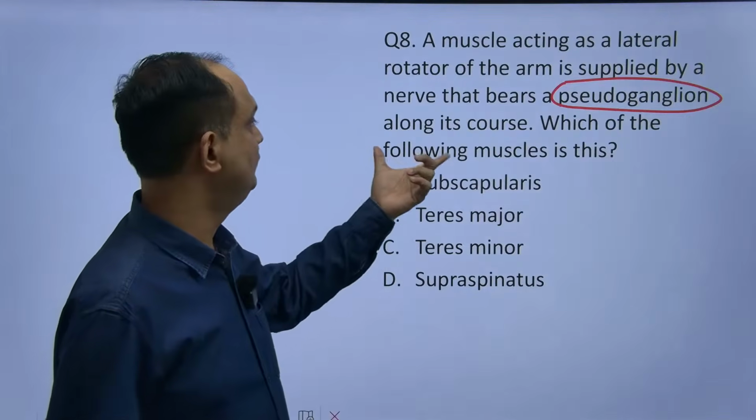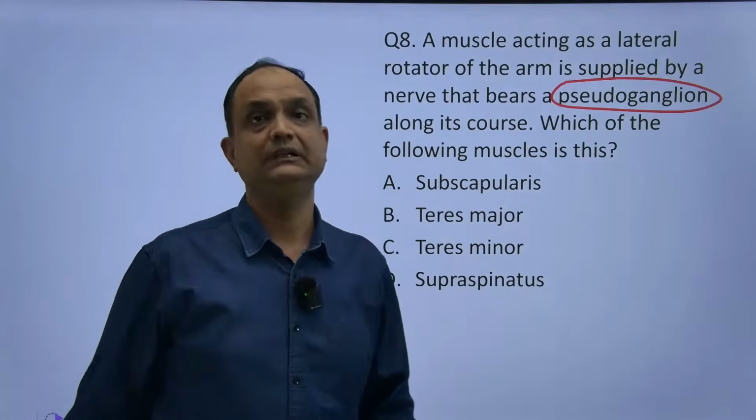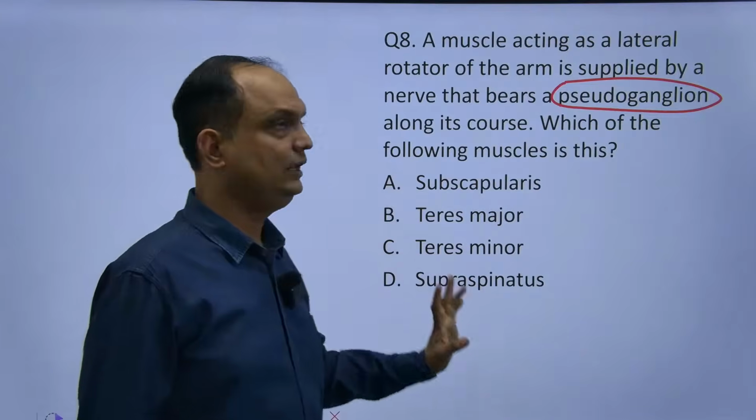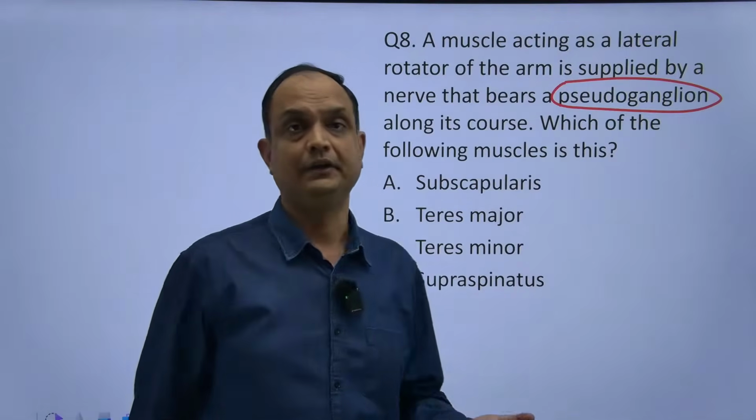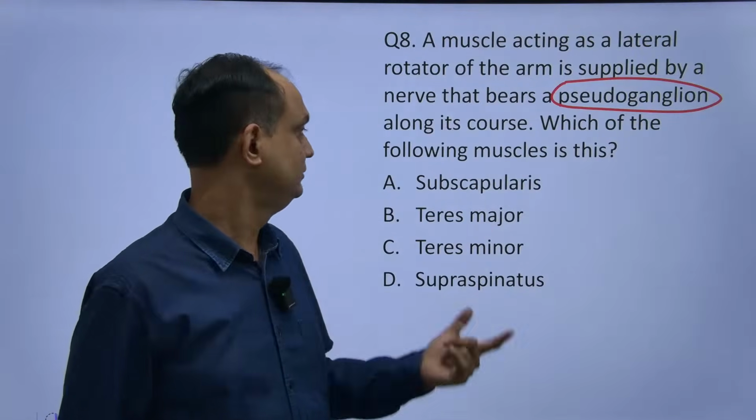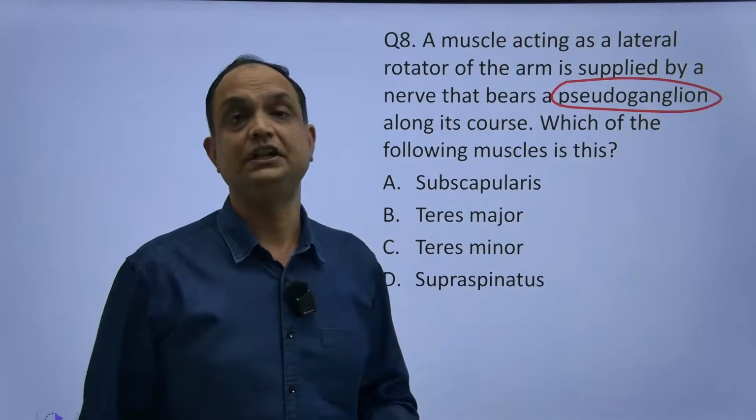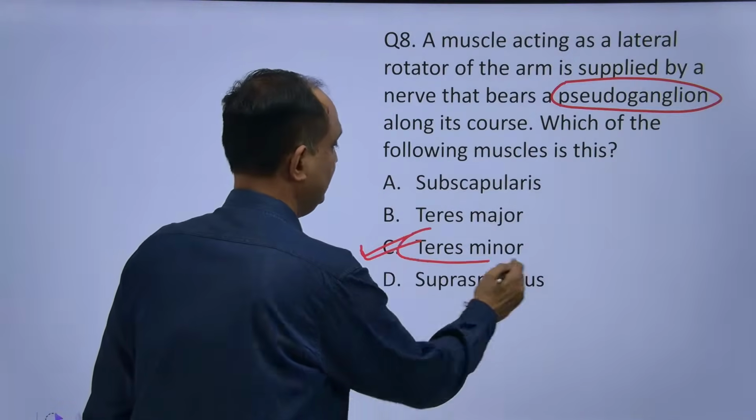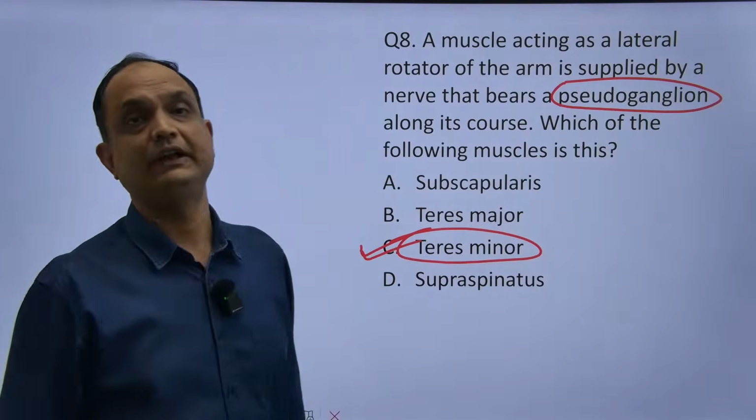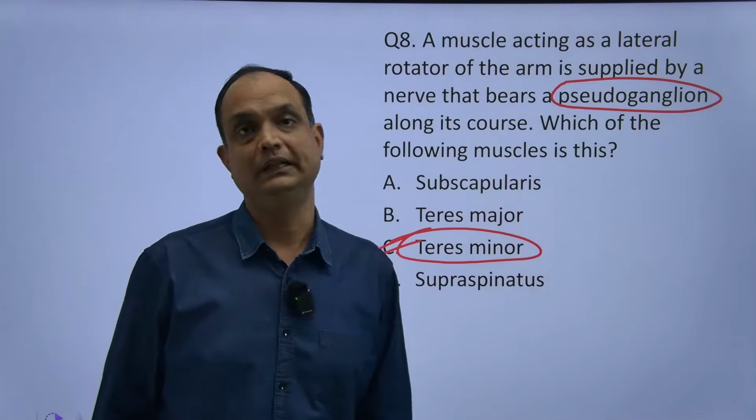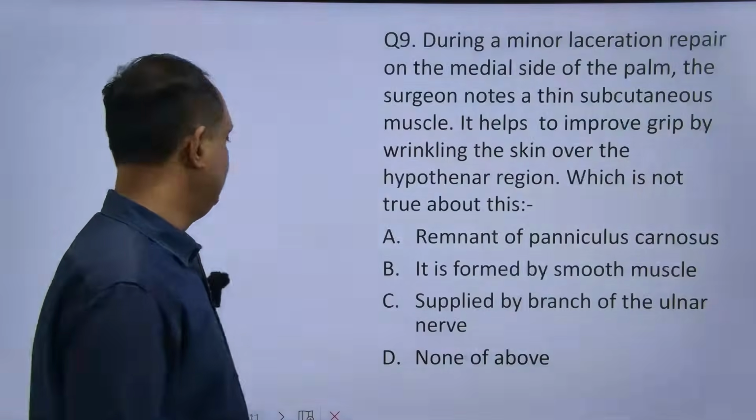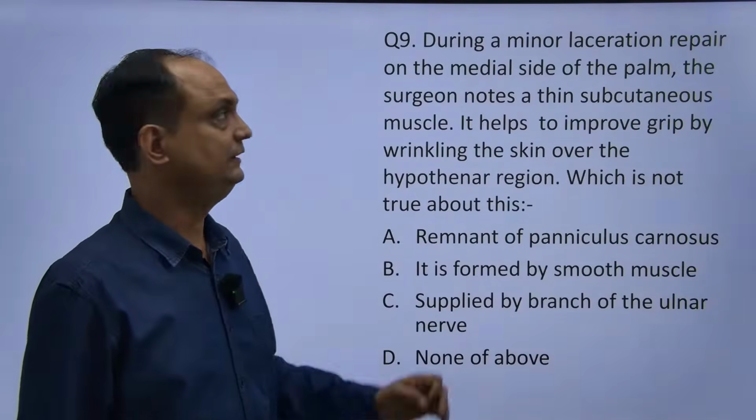And which nerve of the upper limb has this pseudoganglion? Dear students, you have to keep this in mind: teres minor is supplied by the axillary nerve. When the axillary nerve supplies the teres minor, it has that pseudo dilatation, known as the pseudoganglion of the axillary nerve. So the answer is teres minor muscle. Now we'll move to the last question of this session.